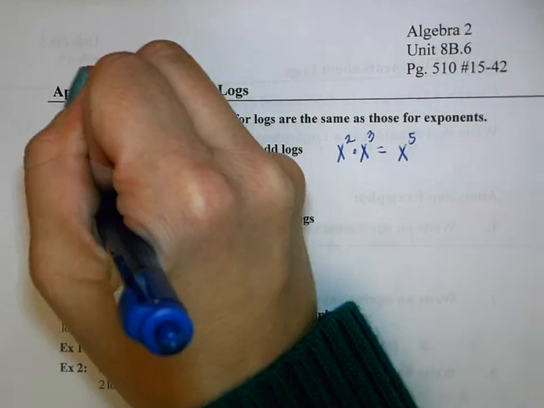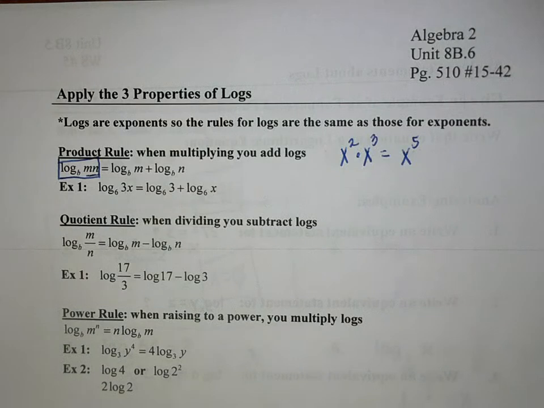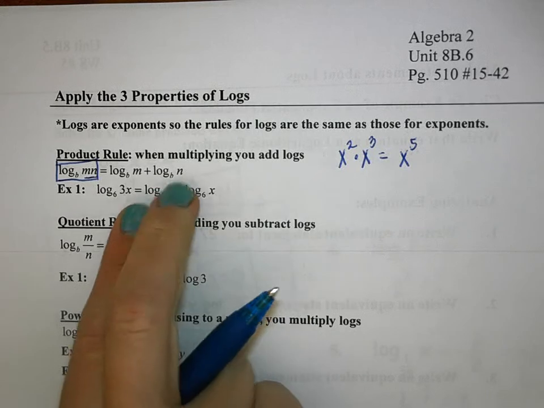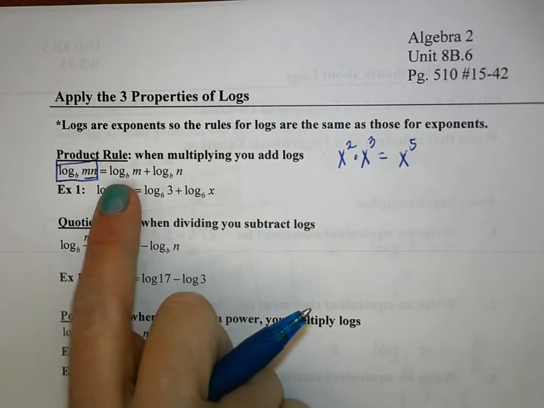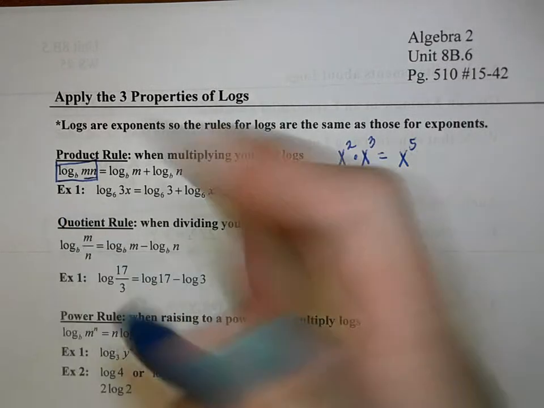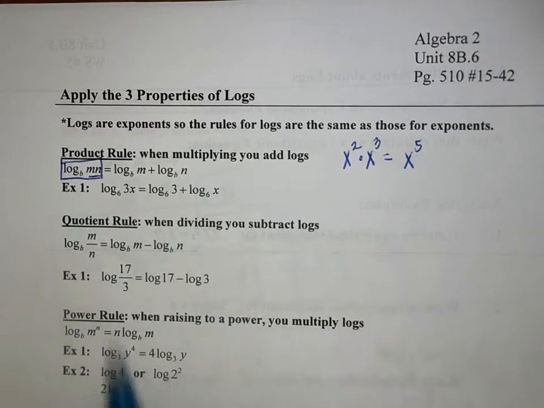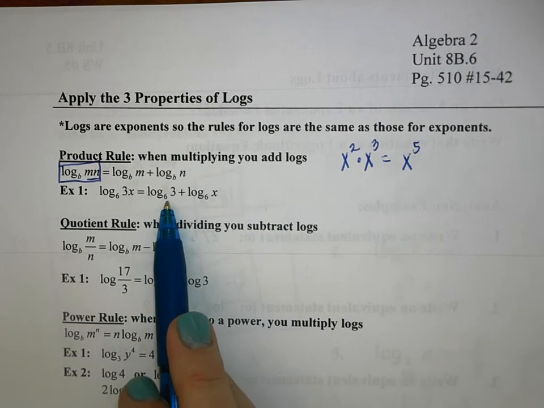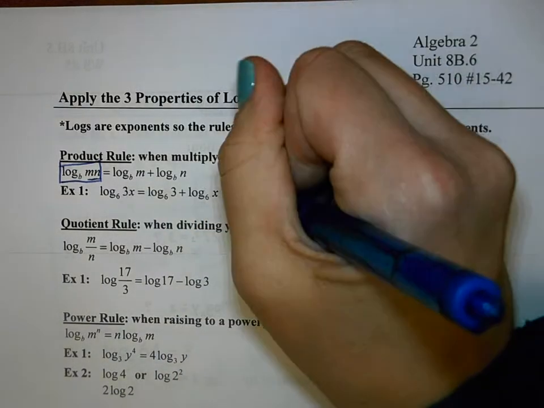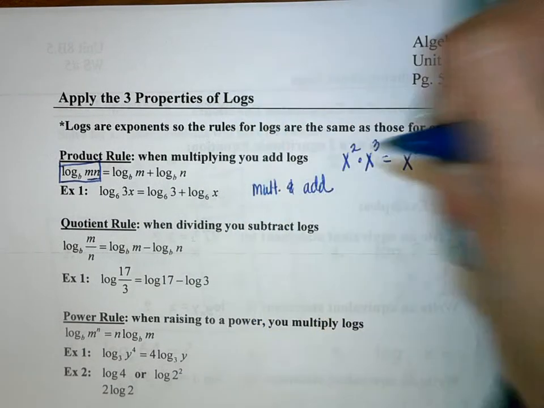If you have a log, and see how these two are multiplying when they're side by side, you could end up separating these into two logs and adding them. Okay, and you can go backwards as well. So if you have two logs that are adding like this, you can change it to one log where they're multiplying. So here on this example, log base 6 of 3x can be separated to log base 6 of 3 plus log base 6 of x. So you need to remember that multiplying and adding go together.